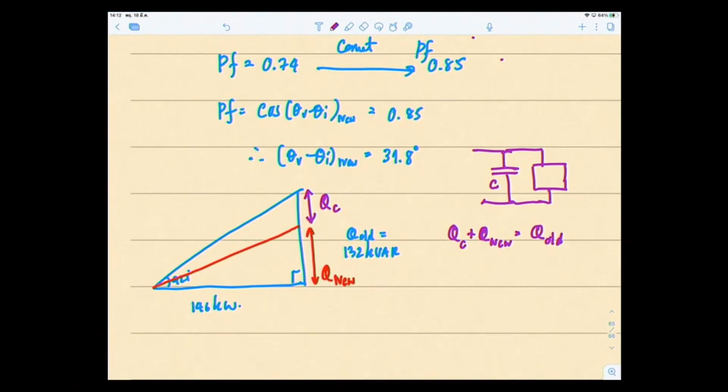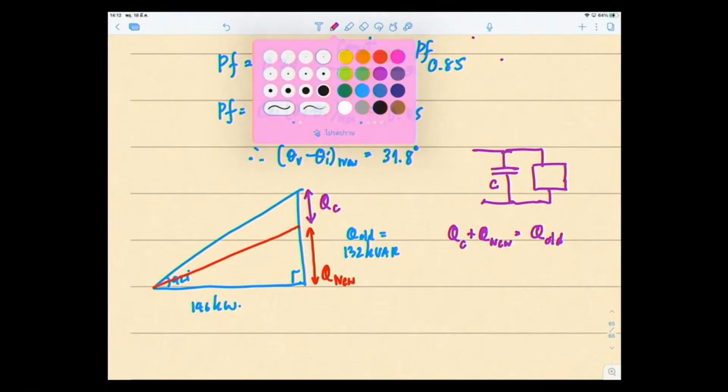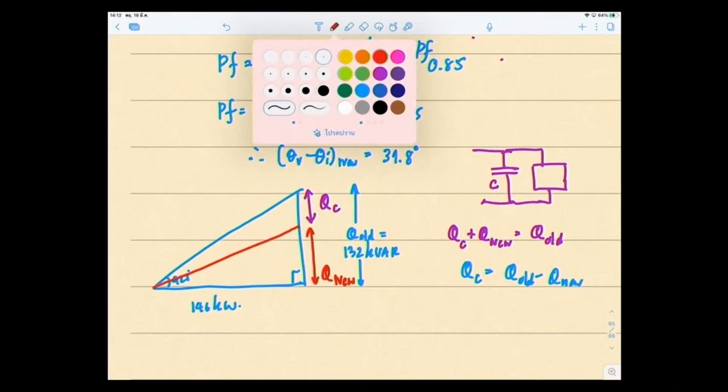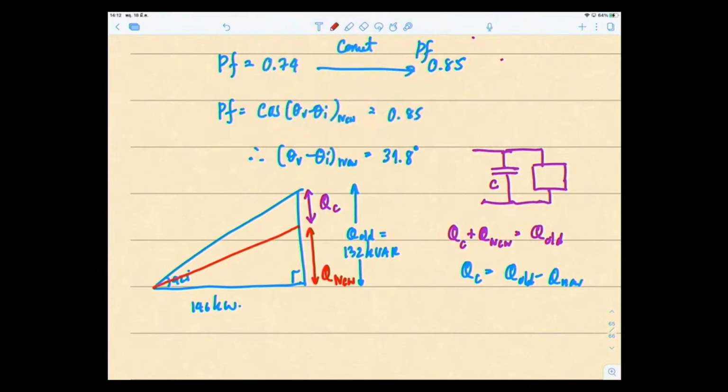Okay. So this is your QO, my blue color, the whole thing. So Q of a capacitor plus Q of the new PF is equal to Q of the old PF. Therefore, QC is equal to QO minus Q new. But we don't know Q new yet. So let's find Q for the new PF. For the new PF, we know that this is 31.8 degrees.